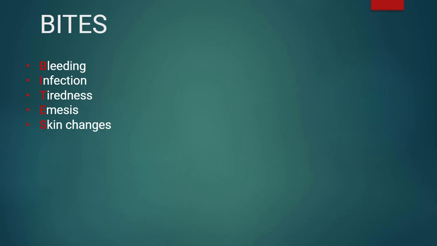E is for emesis or vomiting. Many treatments irritate the stomach and cause nausea and vomiting. S is for skin changes. Radiation, chemotherapy, and the cancer itself can cause rashes, redness, or sensitivity. So remember, BITES: bleeding, infection, tiredness, emesis, and skin changes. These are the main complications to monitor for and report right away.